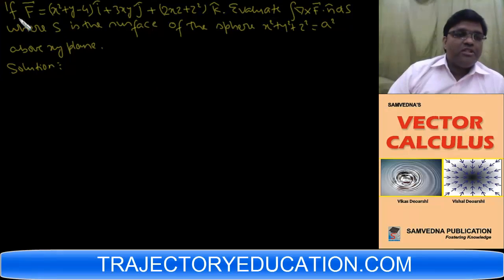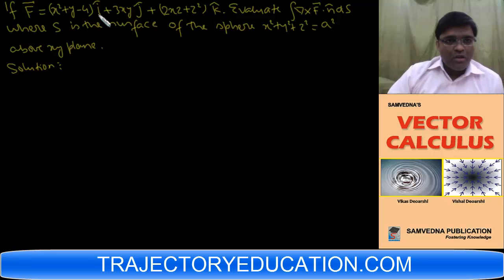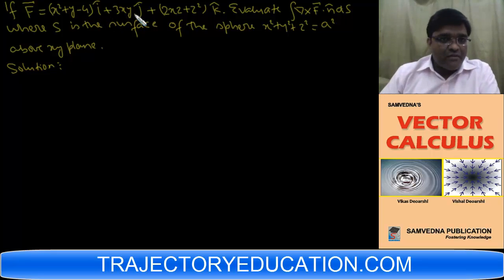Now let me consider this problem. If f equals (x² + y − 4)i + 3xy j + (2xz + z²)k, evaluate the surface integral of curl f dot n ds, where S is the surface of the sphere x² + y² + z² = a² above the xy plane.